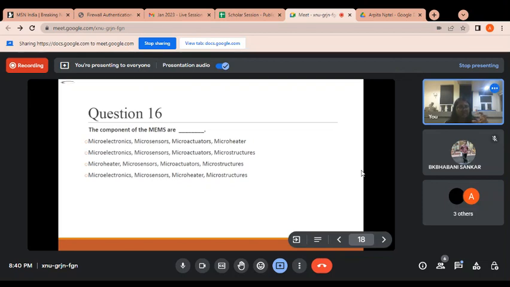gets this data and does some work. It transfers some of the energy into motion. That's on microstructure. What is microstructure? Some structure in the micrometer range. So the main components of the MEMS are microelectronics, microsensor, microactuator, and microstructure. Now you get the answer, Shankar. Why is option B the correct answer? Hello? Bhagwa Vani Shankar?